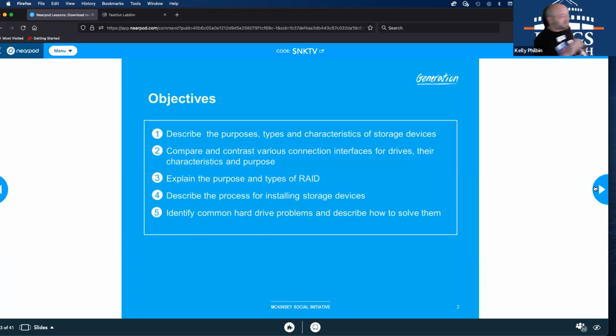And next, after that, we're going to be describing the process for installing devices. It's very similar to what we've done in the past, so we'll move through that pretty quickly. And finally, identify some common hardware problems and how to solve them. And hopefully that solution isn't my condolences on your loss. But we will be talking about a few of these as we go.